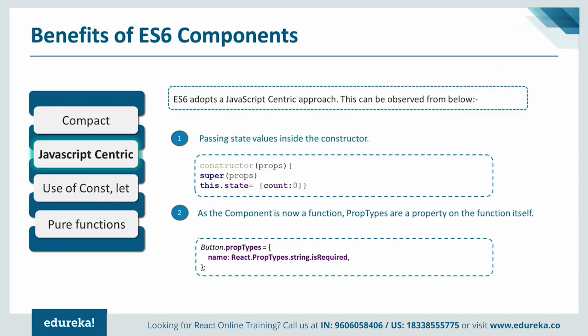More specifically, ES6 adopts a JavaScript centric approach. Now we are passing the state values inside the constructor. This is more of a JavaScript approach and not the API approach, which we used to do in ES5. And now the component is a function. This is very important to note here. Component is now a function. PropTypes are a property on the function itself.